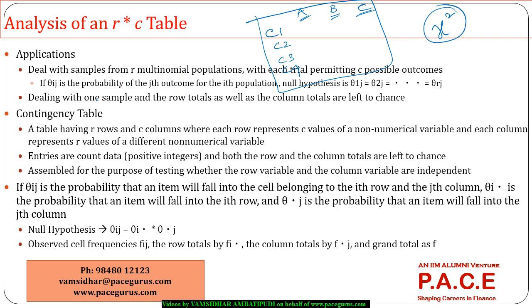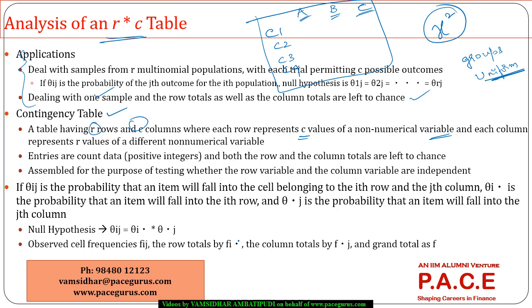Or in some cases we'll deal with one sample only, not multinomial samples, but we are trying to look at whether the proportions of different groups within that sample are more or less uniform, or whether the proportions differ across the groups. Both of these are typical applications where you will use an R by C table. The second one is what we call a contingency table, having R rows and C columns. Each row represents C values of a non-numerical variable, and each column represents R values of another non-numerical variable.